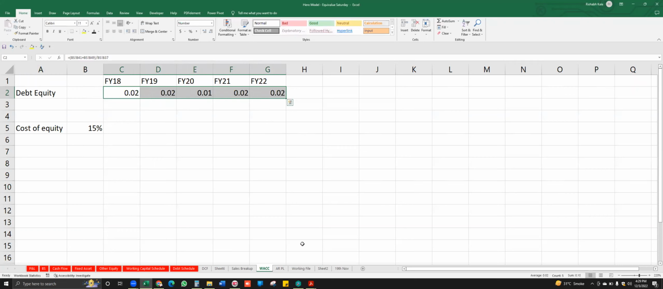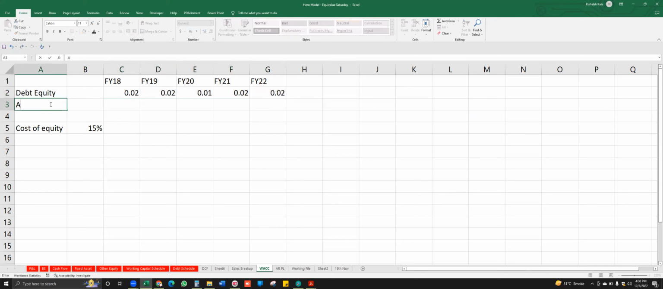Now Hero hardly has any debt, so it is around 0.02. Historically the average is around 0.02. Now how do you find cost of debt? Now recent cost of debt, not historical. Recent cost of debt.